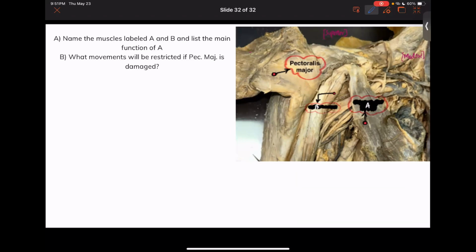Okay, so the first question: name the muscles labeled A and B and list the main function of A. So A would be the pec minor, and you can see the pec major.